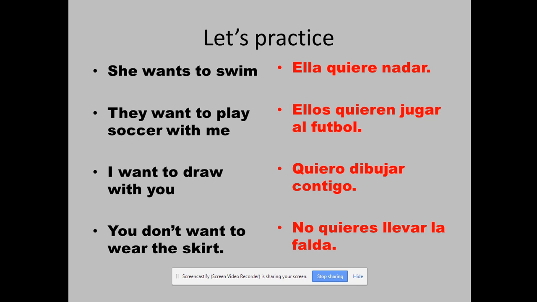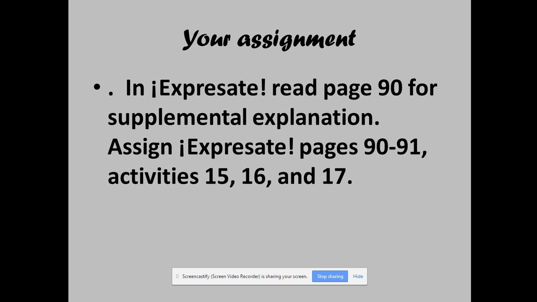So what I'm going to ask you to do now, I'm going to go to the next slide. So if you need to pause this, go ahead. But if you are finished, we're going to go ahead and go to the next slide. And here is your assignment. You are going to grab a book from the counter. Okay? On Expressate, you're going to go to page 90. If you didn't get everything that was in this presentation, it will be on page 90 and 91. Okay, so if you look there, you can get anything that you missed. It should be all right in that book.